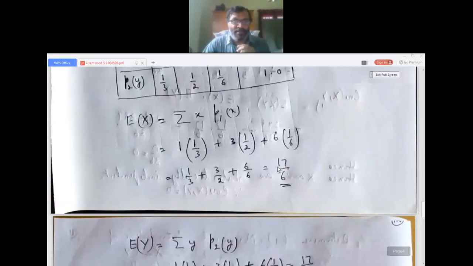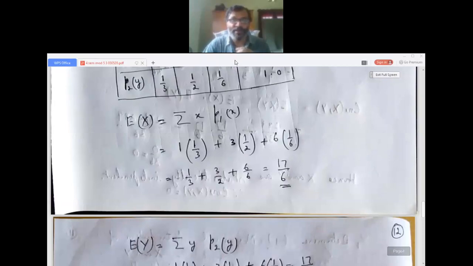Here I want 6, so 2 by 6. Here I want 6, so 9 by 6. So 2 plus 9 is 11, 11 plus 6 is 17. That is 17 by 6. I hope it is correct. All of you, please check it. That is E of x.